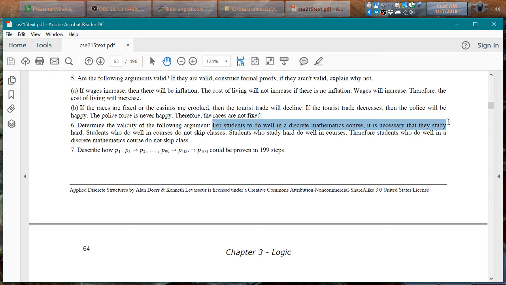Do you know the proposition for do well in courses? Yeah, that's two different propositions. The discrete mathematics one and the general courses. Okay, so we're running out of letters. Let D be the proposition students do well in courses. I wonder if that includes discrete math.